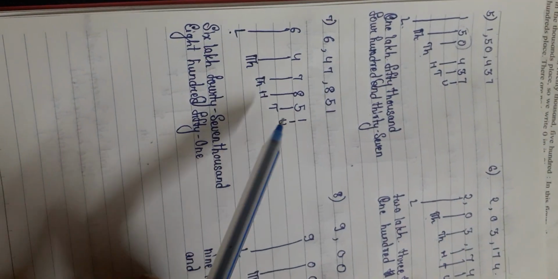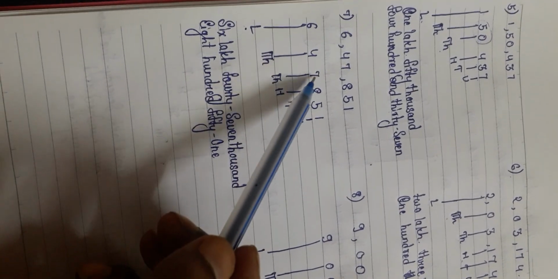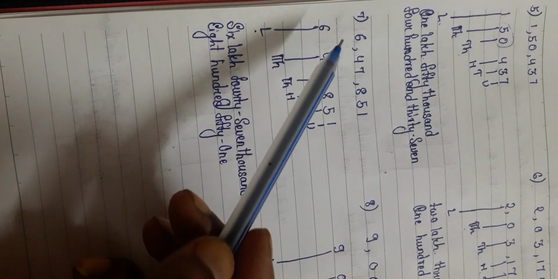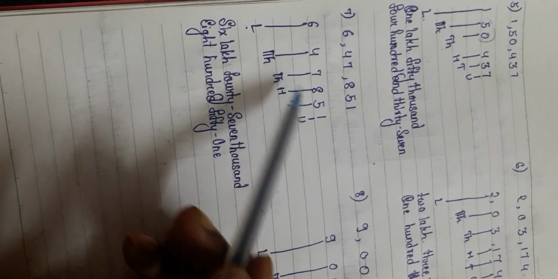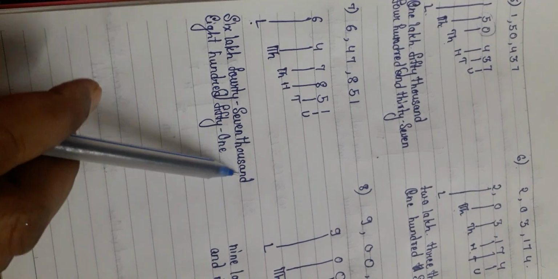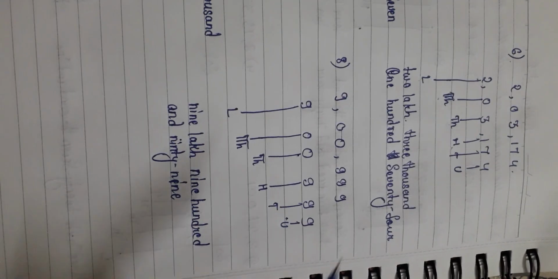Question number 7: 6,47,851. Here 1 is in unit place, 5 is in tens place, 8 is in hundred, 7 is in thousand, 4 is in ten thousand and 6 is in lakh. So 6 lakh 47,851.